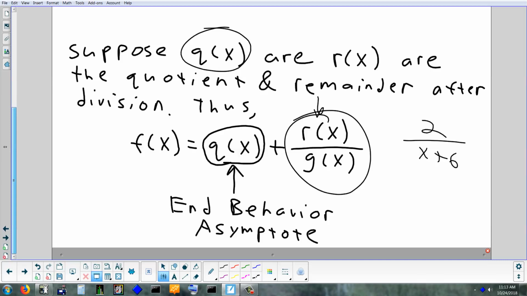So this end behavior asymptote is going to predict what's happening to your function as you head very far left and right, like towards infinity and towards negative infinity. And it'll never be horizontal. Okay? Best case scenario, it's going to be a slanted line. Worst case is it starts to curve.